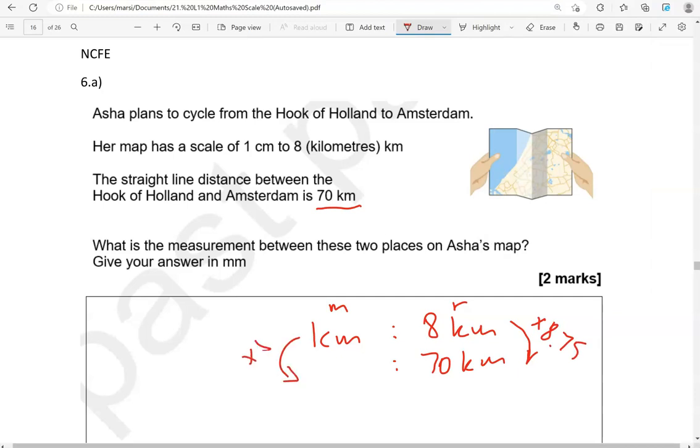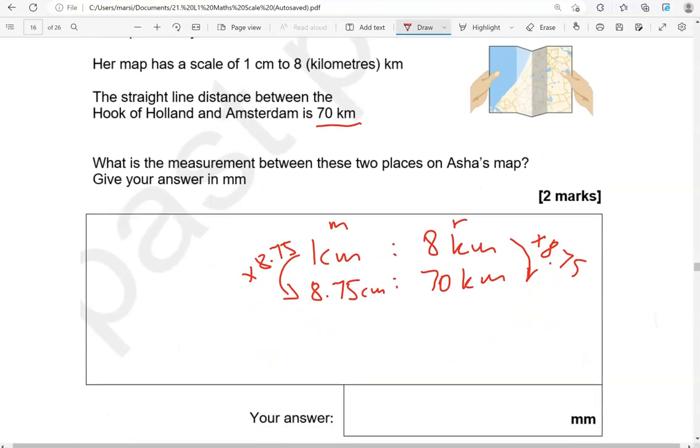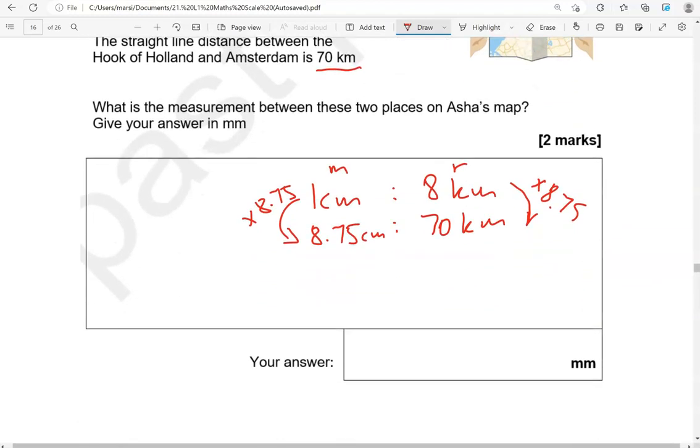So we'll do the same here. 1 times 8.75 gives us 8.75 centimeters. So that is in centimeters, but we've got to give our answer in millimeters. So we know that in 1 centimeter there are 10 millimeters. So in 8.75 centimeters there will be 10 times more millimeters. So we'll do 8.75 times 10, which is 87.5 millimeters.